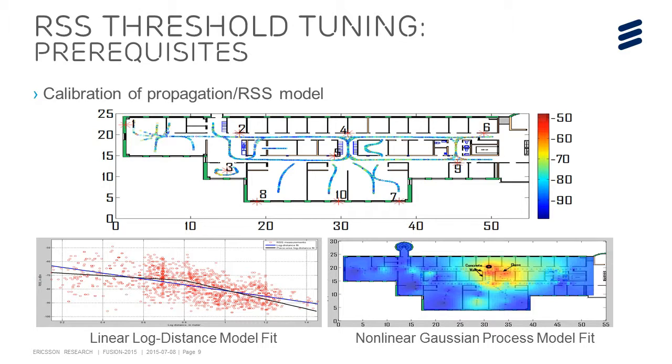We then feed the data to 3 different RSS models, namely the linear log distance model, the piecewise linear log distance model, and the nonlinear Gaussian process regression model. The fitting results are shown for the first two linear models in the figure on the left-hand side, and for the nonlinear GPR model in the figure on the right-hand side. The two linear models depend on a one-dimensional distance parameter, while the nonlinear model depends on a two-dimensional geographical position parameter.